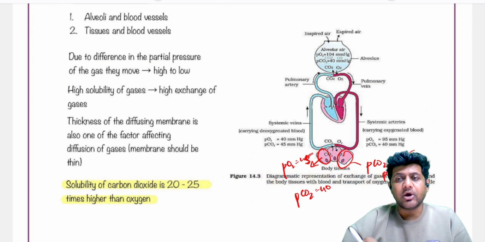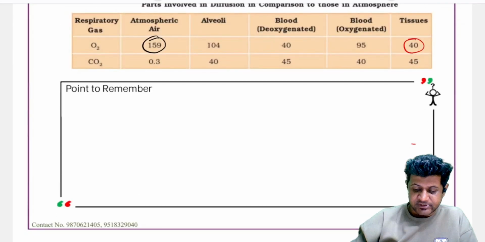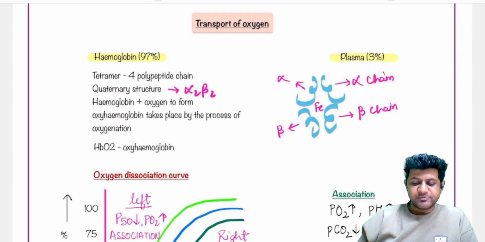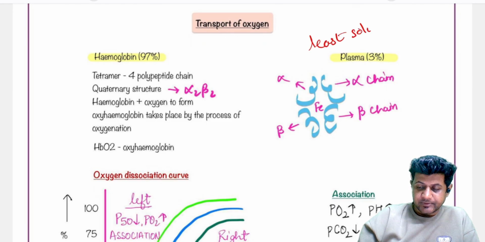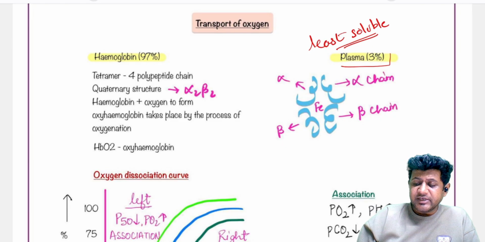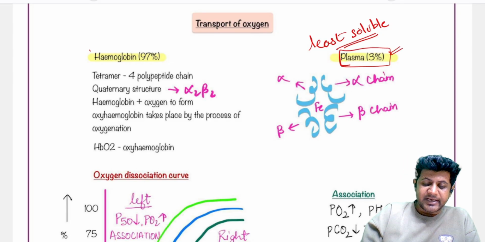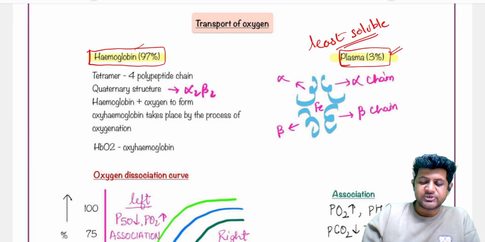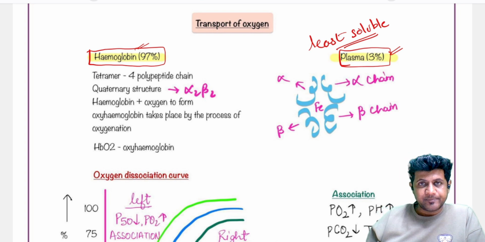Now, when we talk about oxygen and carbon dioxide transport, firstly, we will talk about transport of oxygen. We know that oxygen is least soluble in water, and that is the reason only 3% of oxygen is transported in the dissolved form, whereas 97% of oxygen will be transported in the bound form along with the hemoglobin molecule.